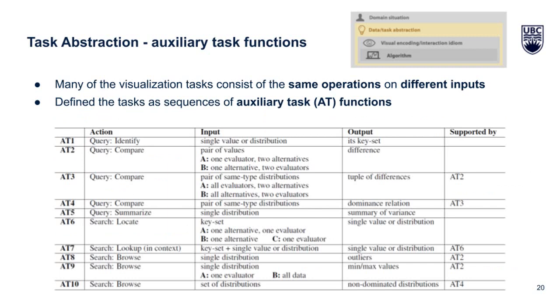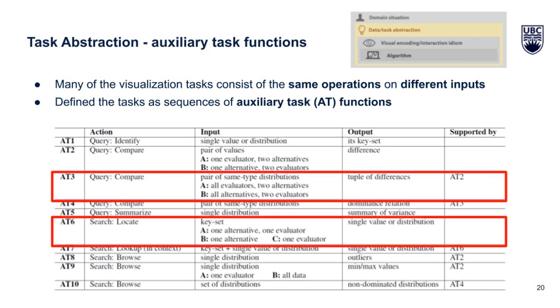We found that many of the visualization tasks consisted of the same underlying operations with different inputs, and so we identified those fundamental visualization tasks, which we call auxiliary task functions. We found that all of the high-level tasks we identified could be expressed as sequences of these functions. For example, the task to find trade-offs in the alt scores between 2 alternatives, A and B, can be accomplished by locating the alt scores for alternative A, which is auxiliary task 6, then locating the alt scores for alternative B, also task 6, and finally comparing the 2 sets of alt scores, which is task 3.